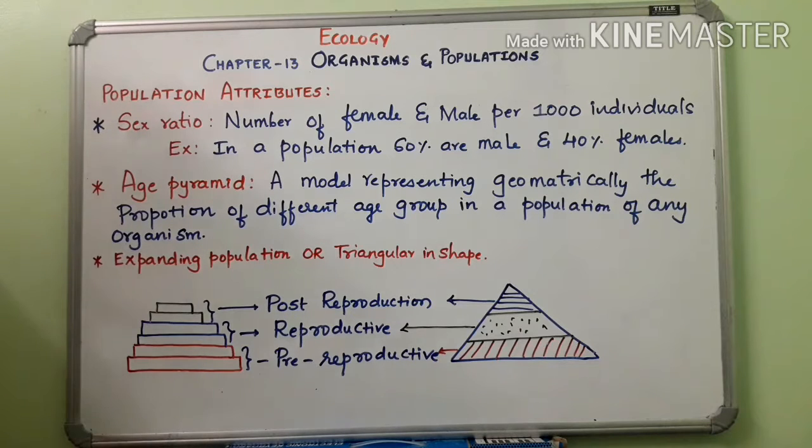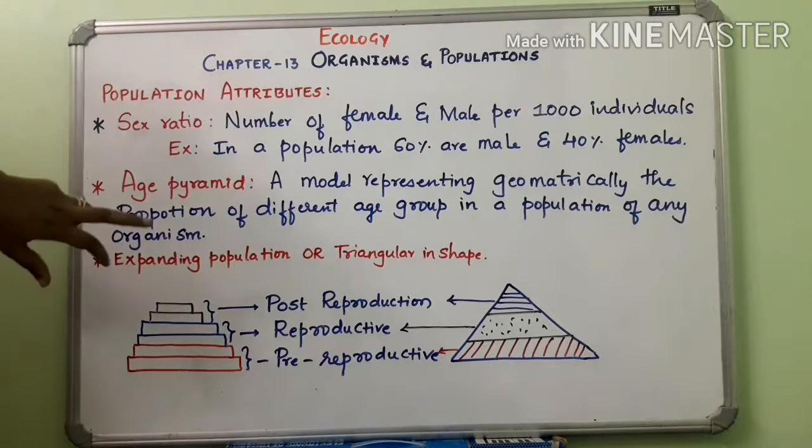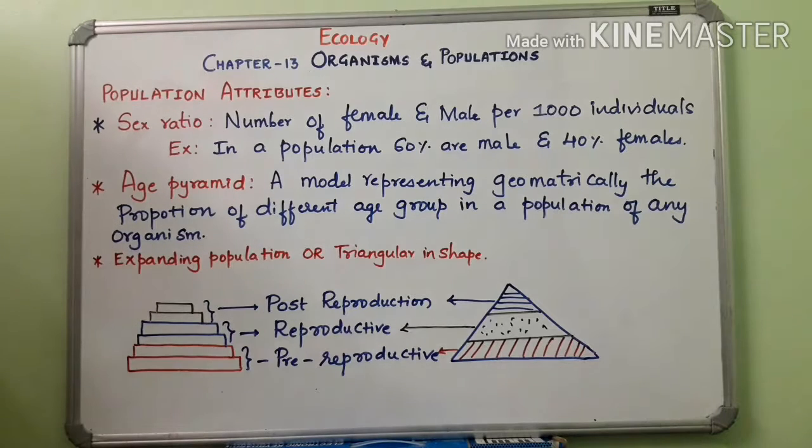The post-reproductive stage in an expanding population, or in an age pyramid, is nothing but the age group between 45 years and the end of life. These are the years in which female fertility declines and they cannot bear a child. So that is the post-reproductive stage.